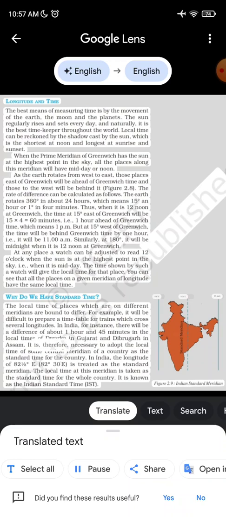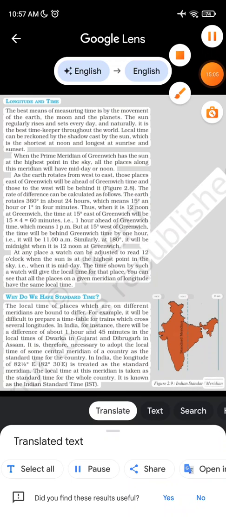It is, therefore, necessary to adopt the local time of some central meridian of a country as the standard time for the country. In India, the longitude of 82 and a half degrees east, 82 degrees 30 minutes E, is treated as the standard meridian. The local time at this meridian is taken as the standard time for the whole country. It is known as the Indian Standard Time, IST. Figure 2.9, Indian Standard Meridian.